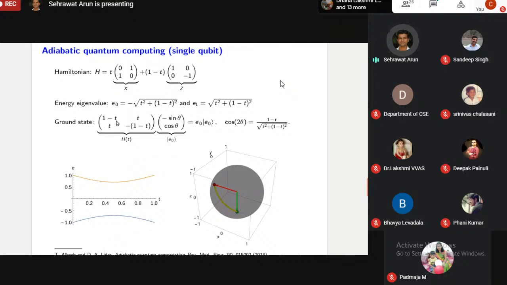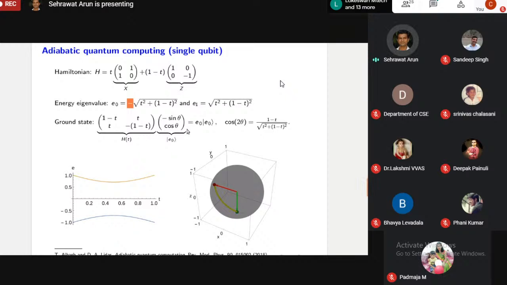If you find the eigenvector of this Hamiltonian corresponding to the ground state energy, this is the minimum energy because there is a negative sign. So this is the eigenvector corresponding to the ground state energy. I write it in terms of rotation again because it's easy to explain things in rotation. Throughout the presentation, you'll see every time I talk about rotation. Here the angle theta depends upon t in this way: you take a cos inverse and divide by 1/2, then you get the angle theta as a function of the control parameter.